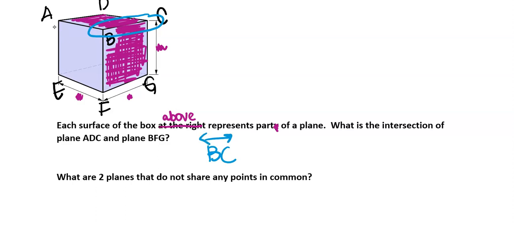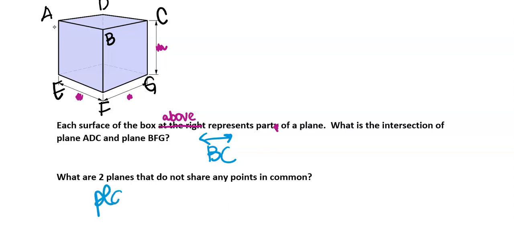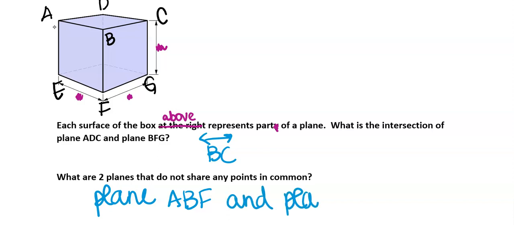What are two planes that do not share any points in common? So I'm going to erase my lines here. I would say planes that are on opposite sides of the box. So I'm going to say the left of this box and the right side of the box. Plane ABF and plane DCG.